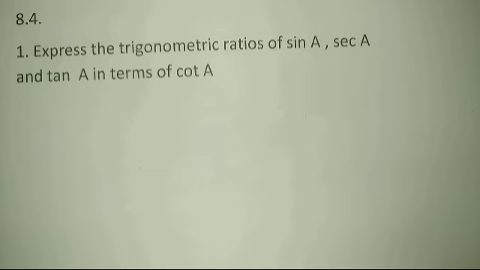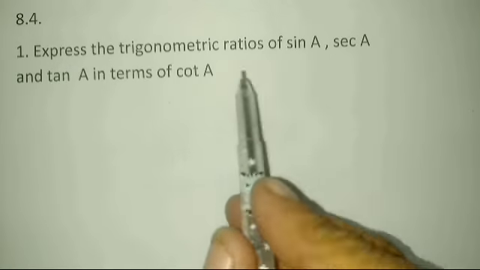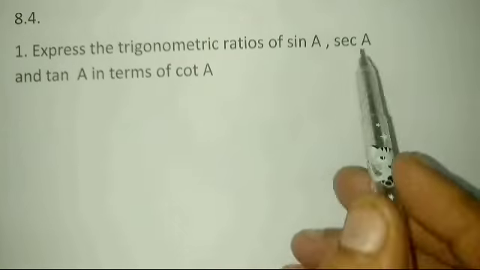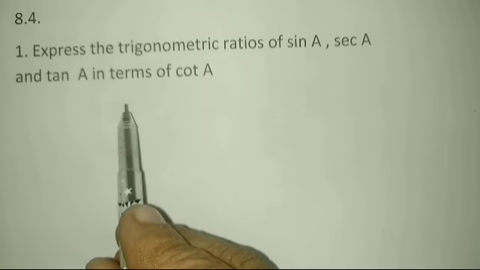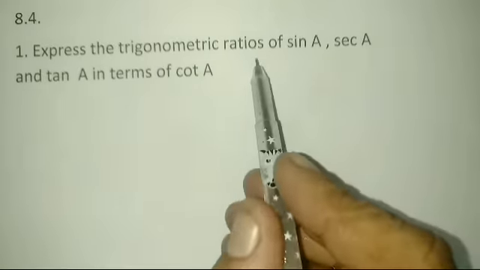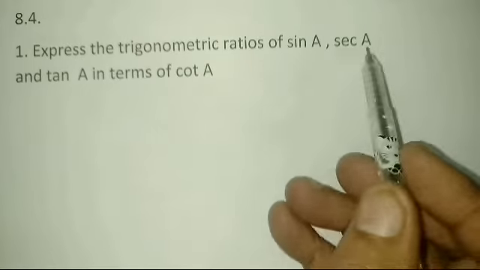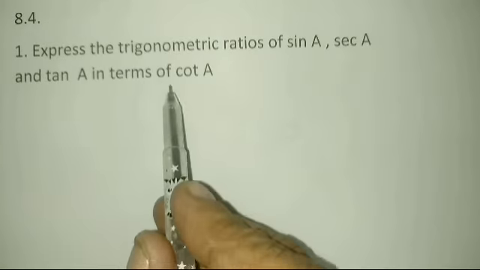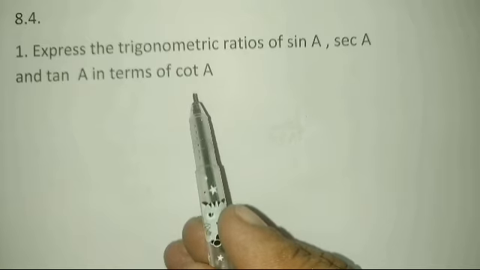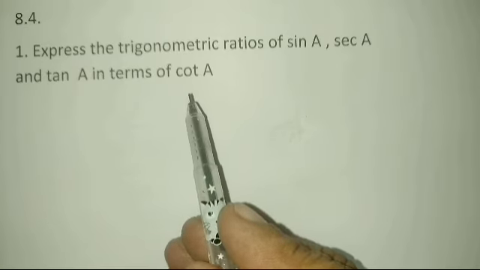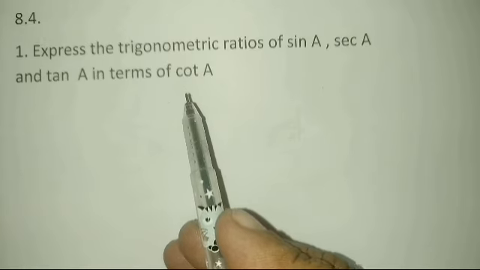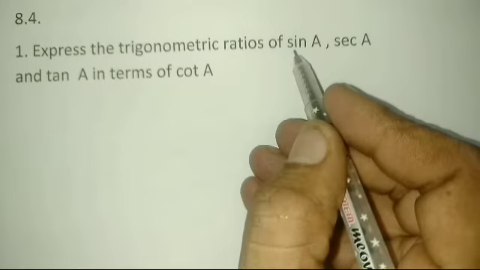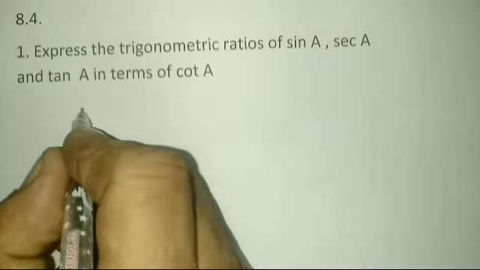8.4 First problem. Express the trigonometric ratios of sin A, secant A and tan A in terms of cot A. Now you are required to express trigonometric ratios of sin A, secant A and tan A in terms of cot A. With the help of trigonometric identities, we can express a trigonometric ratio in terms of another trigonometric ratio. So now we take sin A.